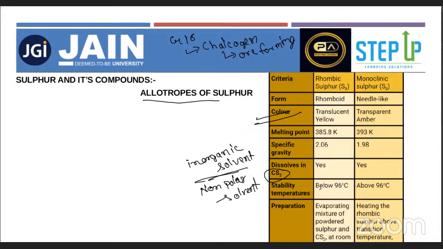Rhombic sulfur is stable at temperatures below 96 degrees Celsius. When you cross 96, you convert it to monoclinic. How is it prepared? By evaporating a mixture of powdered sulfur and CS2 at room temperature, or by heating the rhombic sulfur above the transition temperature, which is 96 degrees Celsius, and cooling. You heat rhombic sulfur and you cool it, you'll get monoclinic.